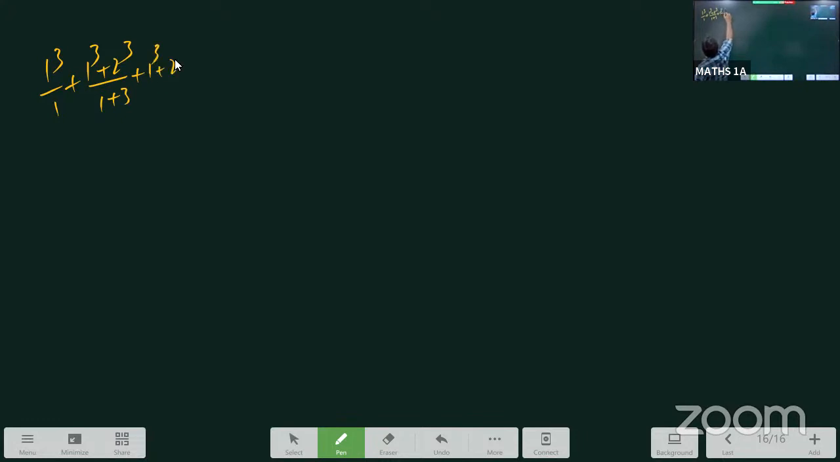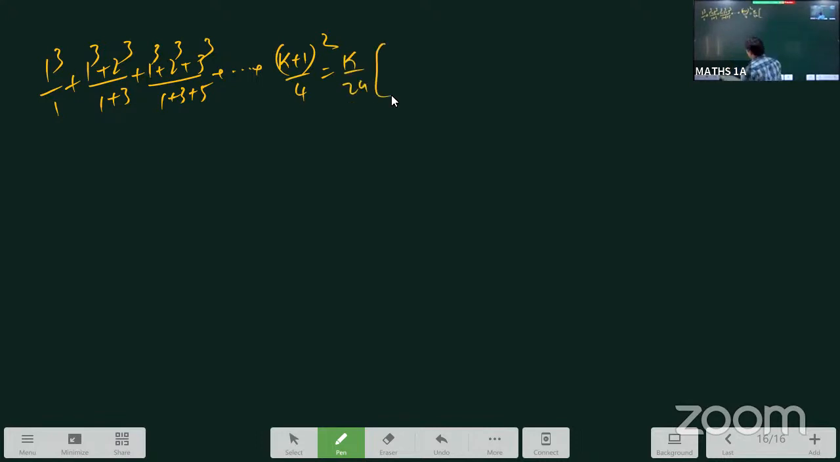Assume the statement is true for n equal to k. That is, 1 cube by 1, plus 2 cube by 1 plus 3, plus 3 cube by 1 plus 3 plus 5, and so on, plus k cube by 1 plus 3 plus 5 plus ... plus (2k−1) ... equals k by 24 into 2k square plus 9k plus 13. This I will put as equation 1.